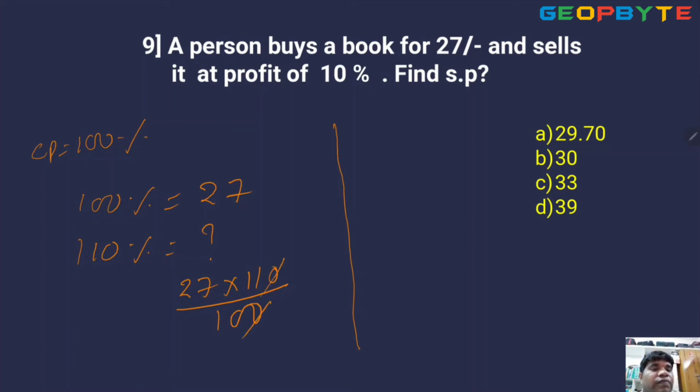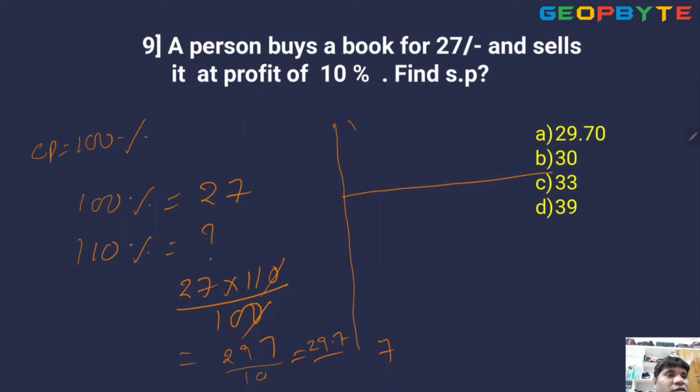Cancel the zeros. 11 sevens are 77, 7. 11 twos are 22. 22 plus 7 is 29, upon 10. So this is 10, only one 0. So that's 29.7, concept wise.